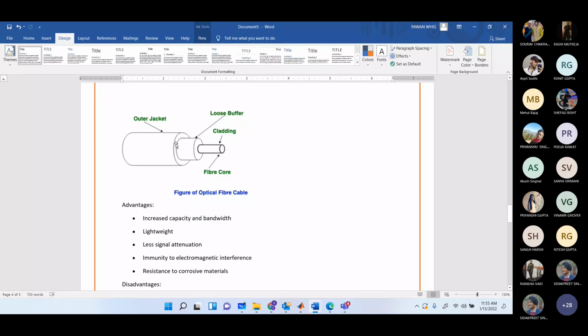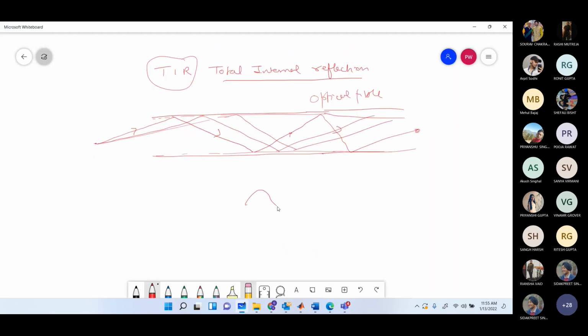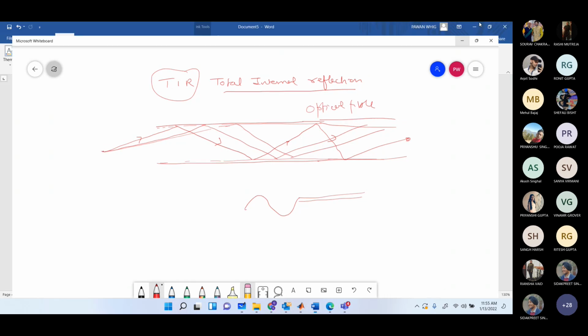It just looks like an ordinary cable. There is an outer jacket, then there is a loose buffer through which the signal is transferred, then cladding and fiber core. And one of the beauties of optical fiber is that it is flexible. You can easily mold it through the network. You can pass it through the underground, or you can easily mold it, twist it, and it has very high strength. So this is the advantage of optical fiber.